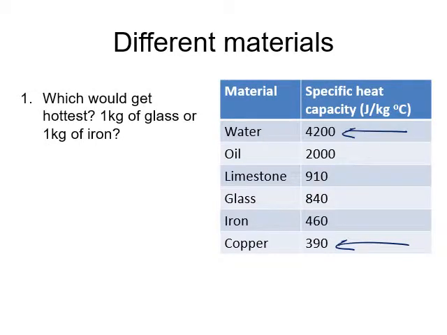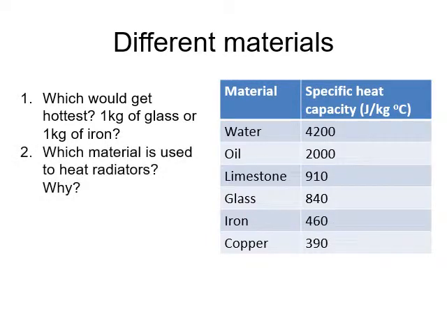So which of these would get the hottest? 1 kilogram of glass or 1 kilogram of iron? I would say it's going to be the iron compared to the glass, because it has a lower specific heat capacity, which means it doesn't require as much heat energy to increase a kilogram of iron by 1 degree Celsius. In fact, about half as much as glass.